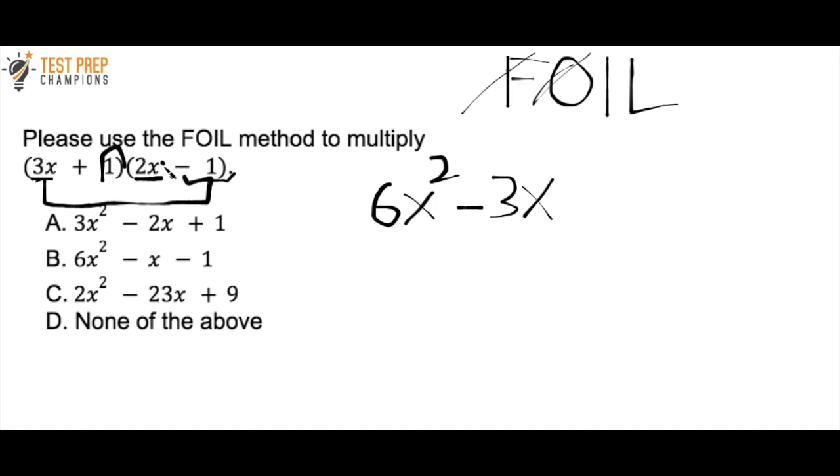So that's my outer. Now for my inner, what I want to do is take this 1, look at this 2x, and multiply them. So that's simple enough. 1 times 2x is just 2x. And since it's positive 2x, we are going to just do plus 2x.